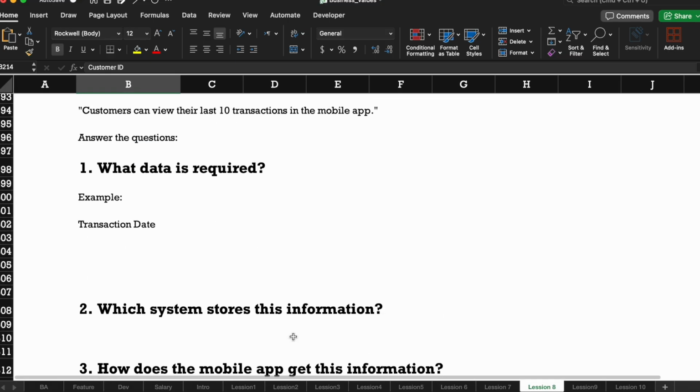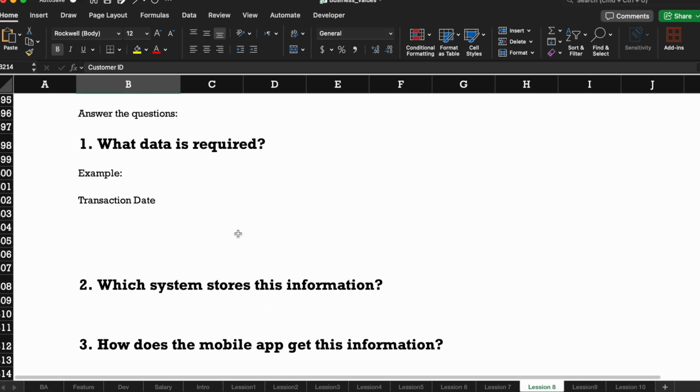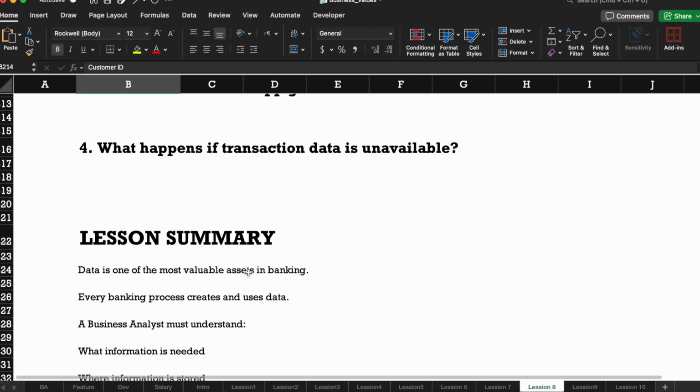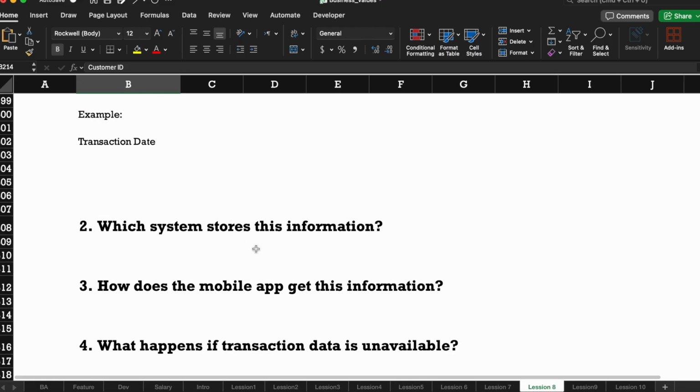Okay, if you don't know the answer, just type in the comments, so we will chat together and provide you the answer. But you can find the answer from the lesson.